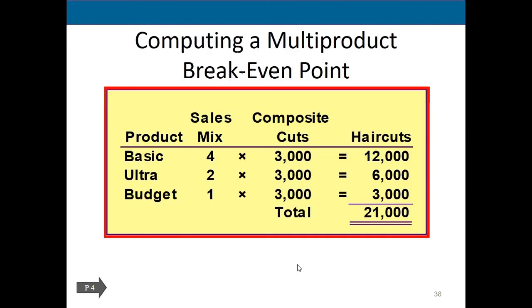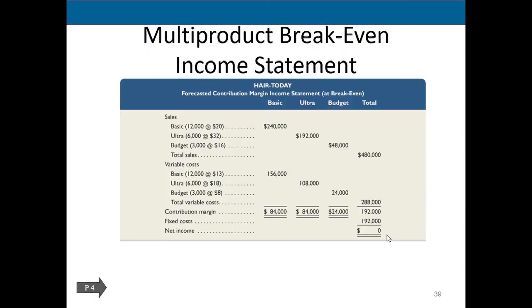Well, how do we ever figure out how many haircuts that really is? We multiply that 3,000 by our sales mix. 3,000 by 4 is 12,000 basic haircuts. 3,000 times 2 is 6,000 ultras. 3,000 budget is still 3,000 budget haircuts. That's 21,000 haircuts total. Does it work out? It absolutely does. Look at what happens.